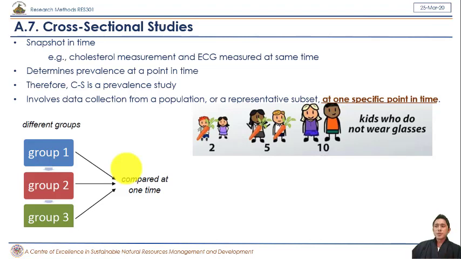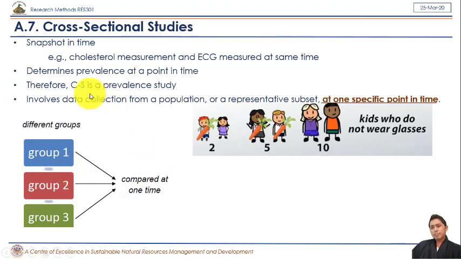Let's say we want to find out cholesterol measurement and ECG measured at the same time, and we go to a patient and we measure the cholesterol level in that patient's body, and we also try to measure ECG in that patient's body, and whatever result we get is the result of that point of time, and it's not going to be related with the past, or it's not going to be related with the future data. So whatever we get at a specific point of time, that's the result.